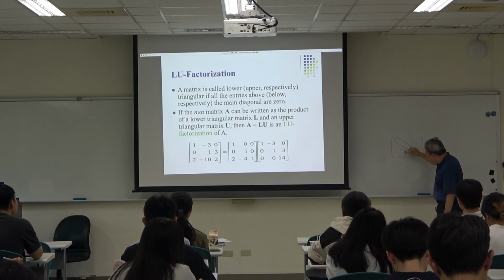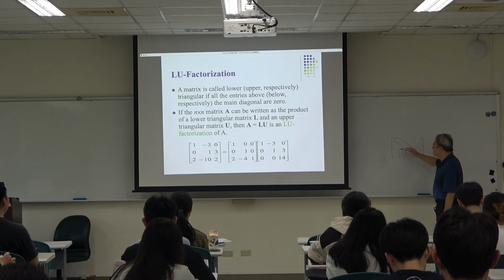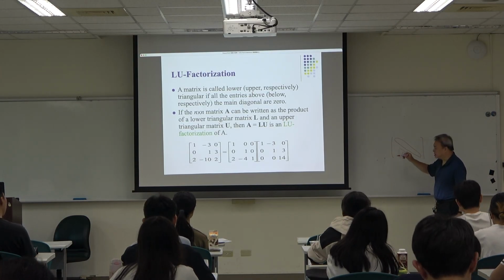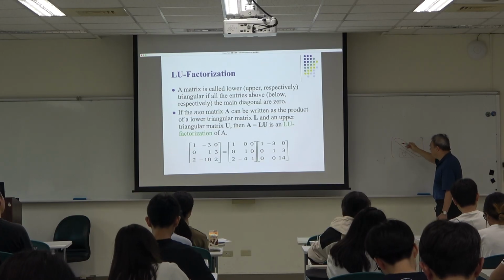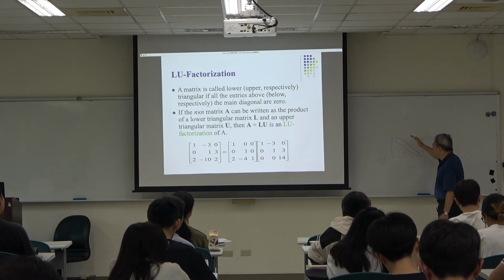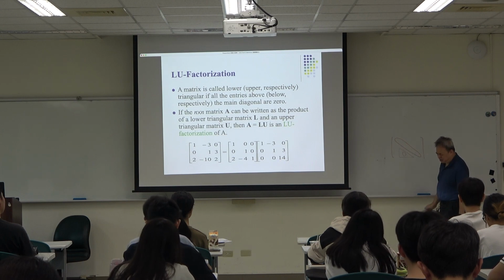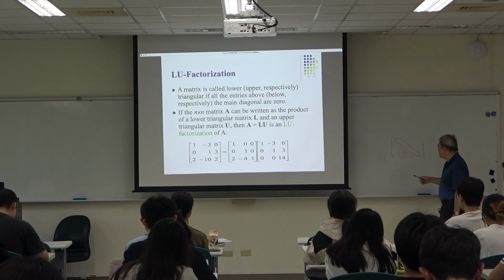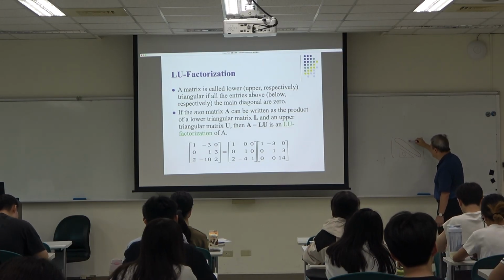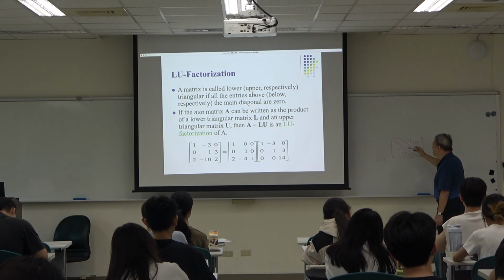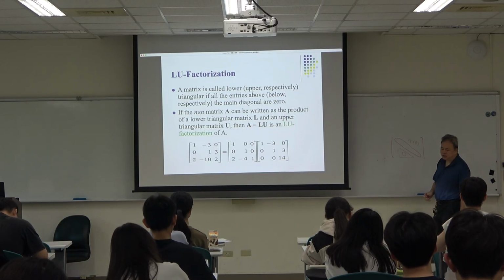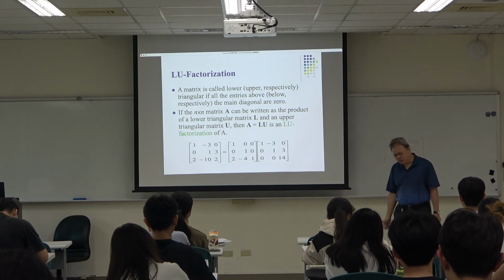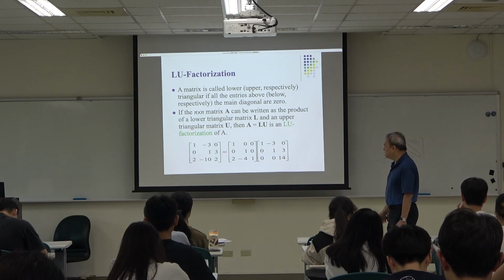If all the elements below the diagonal are 0, then we say this is an upper triangular matrix, because you only have elements above the diagonal. On the other hand, if all the elements above the diagonal are 0, then we call such a matrix a lower triangular matrix.